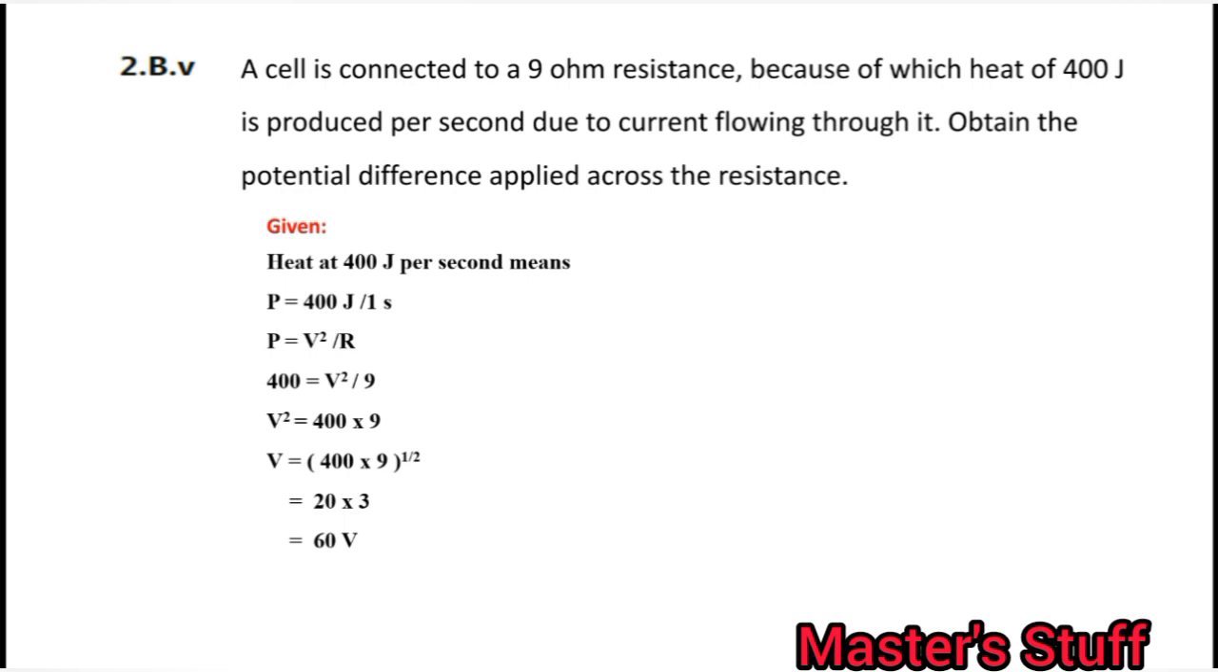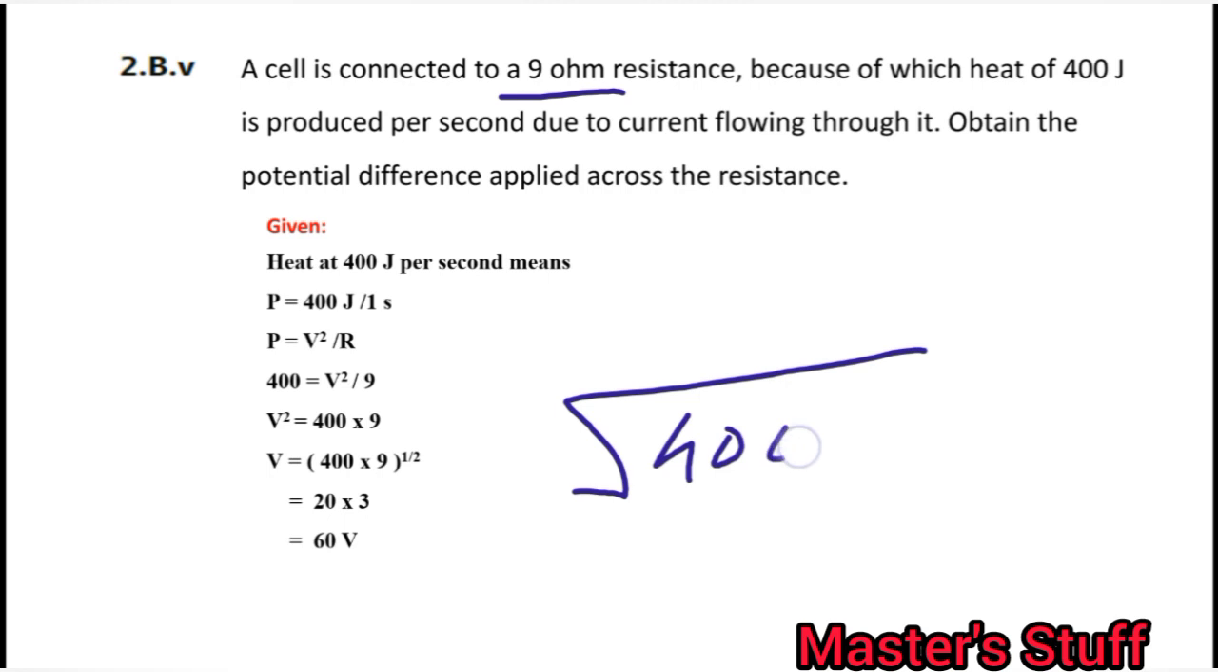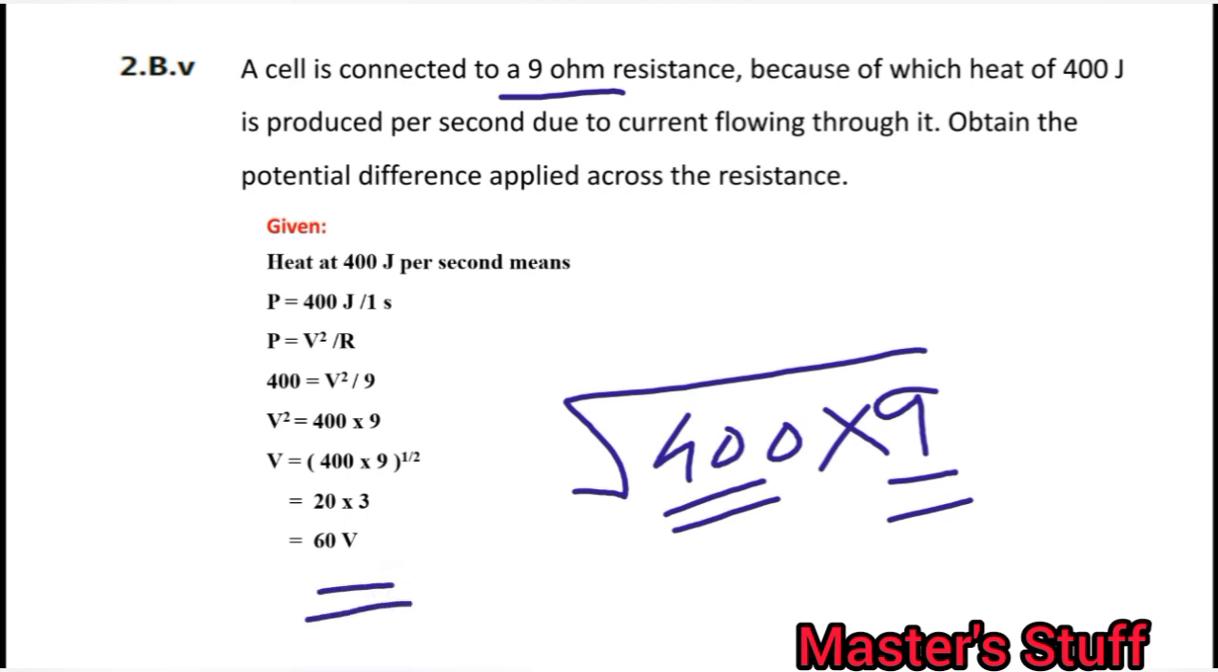Value of P is 400, therefore 400 = V square upon R. The value of R is 9 ohm, so 400 = V square upon 9, which means V square = 400 multiplied by 9, so V = (400 multiplied by 9) raised to half, or it can also be written as square root of 400 into 9. 400 is the square of 20 and 9 is the square of 3, so 20 multiplied by 3 is 60 volt. The applied potential difference is 60 volt.